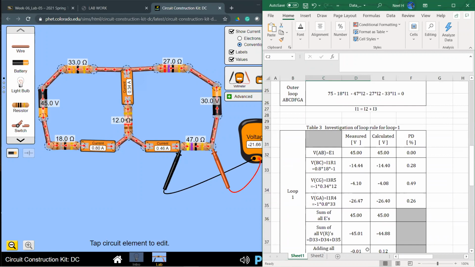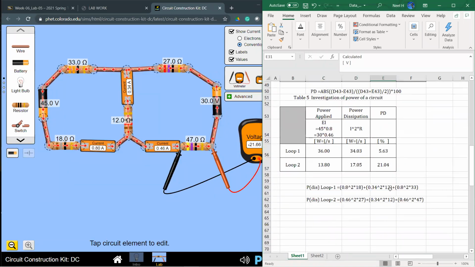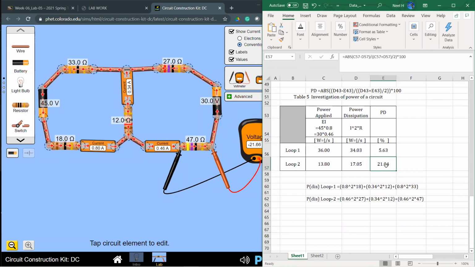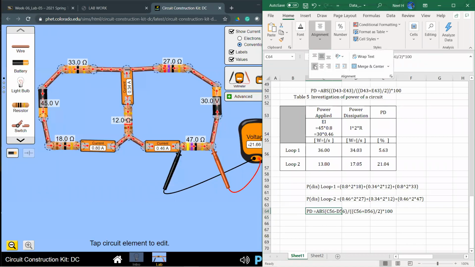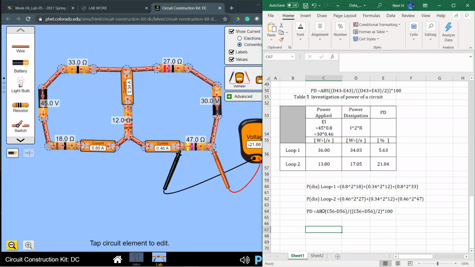Can you show the percent difference between loop 1 and loop 2 at the very bottom? I just need the formula. This one. Let's add this one also here. This is the PD equation. That's in the chat. Yeah, that should be also in the chat box. So this one is actually for the cell number E56, okay? Then click and drag for the other one.